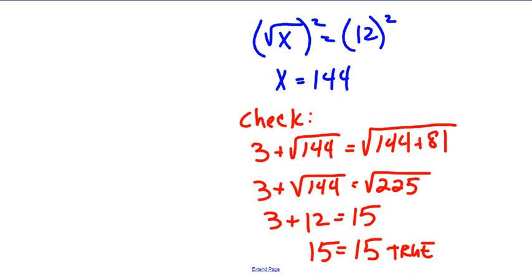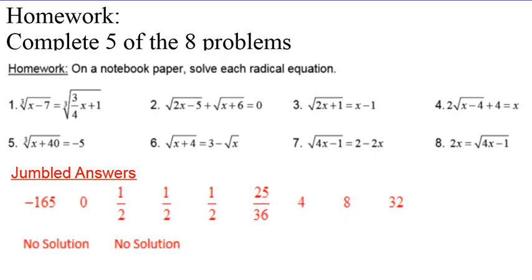Now that we've done more practice with solving our radical equations by undoing them, using methods that we've done in the past, it's your turn to practice some problems. So again, these are found at the bottom of your day 16 in your notes. I also have them posted here. You are to pick 5 of the 8 problems and solve them on a piece of paper.